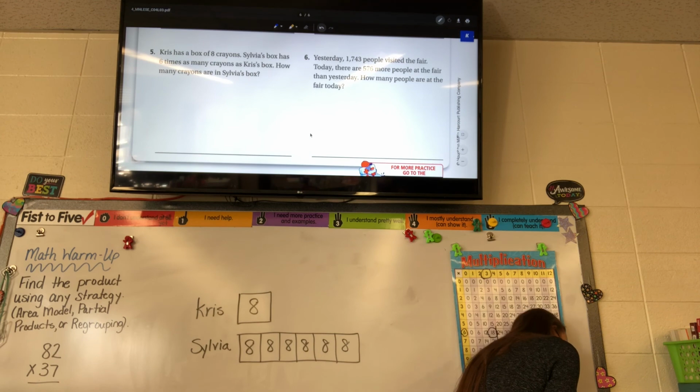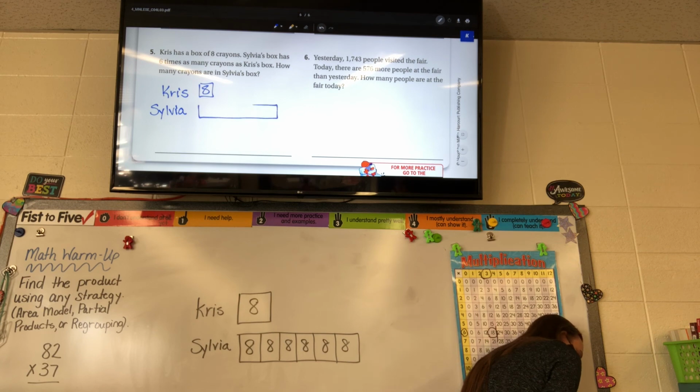So Chris has 8 in a single box. And Sylvia has 6 times that many. And if you put 8 in each of those, 8 times 6, or 6 times 8 equals 48 crayons.